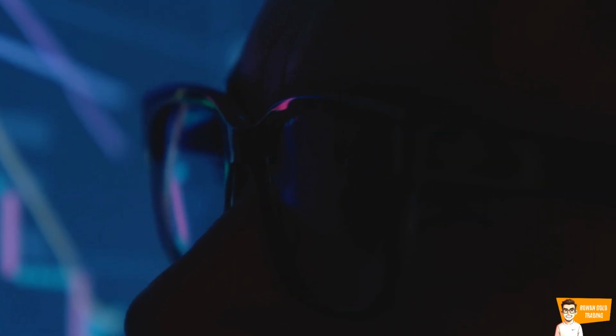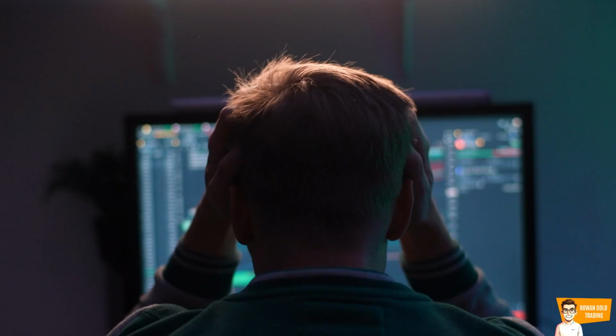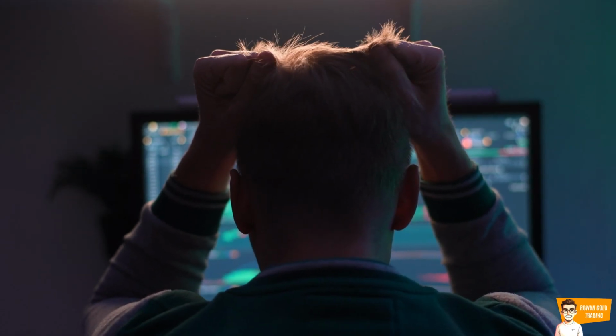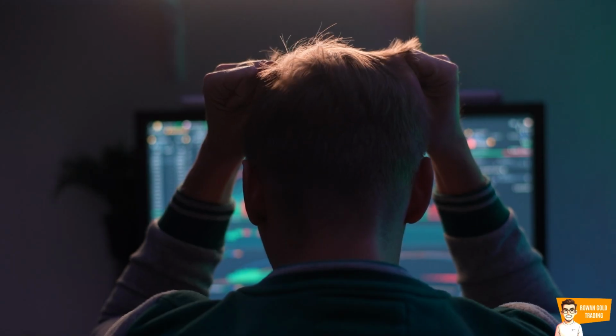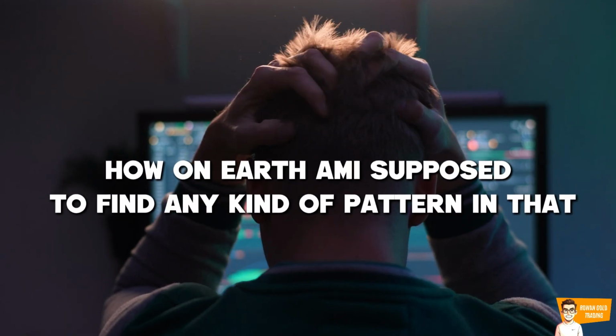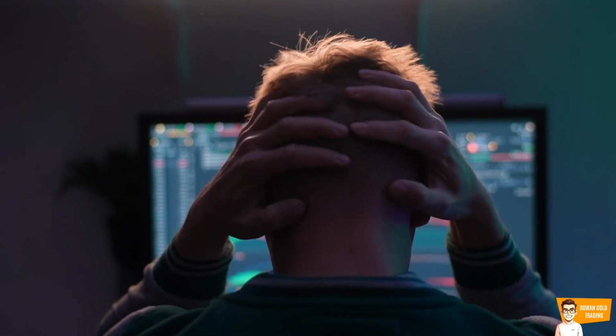So, you open up a price chart for the first time, and what do you see? It's just chaos, right? A total mess of green and red lines going everywhere. It looks like random noise. And you're sitting there thinking, how on earth am I supposed to find any kind of pattern in that? It's easy to feel lost.